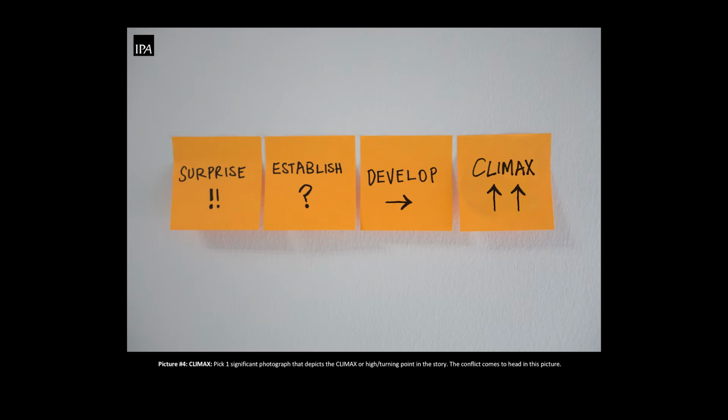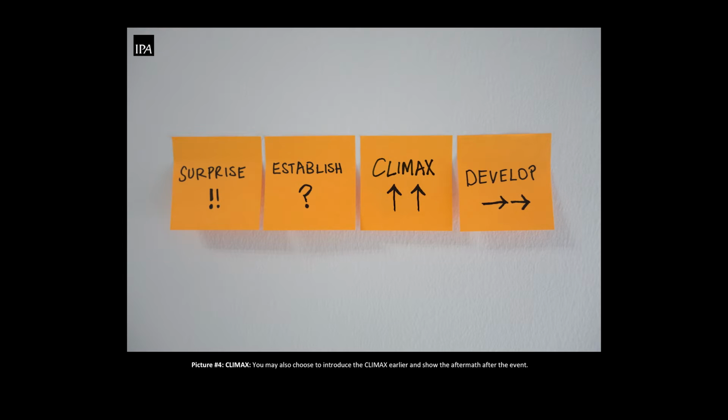The sequence at the moment stands: surprise, establish, develop, climax. Now you might want to be a bit creative at this point, and you might want to introduce the climax earlier, and perhaps the point of your sequence is to show the aftermath of the climax, of this high turning point of this particular event. So you could probably consider moving the climax after establish, for a more dramatic sort of opening. In this case, it would be number 1, surprise; number 2, establish; number 3, we jump straight to a climactic point, and then number 4 is develop. So you're developing a point, a scenario after the climax.